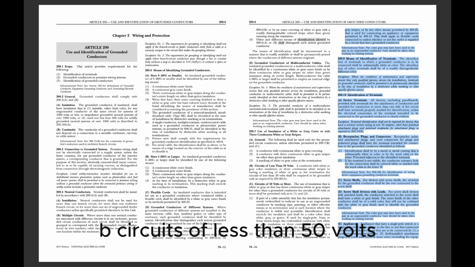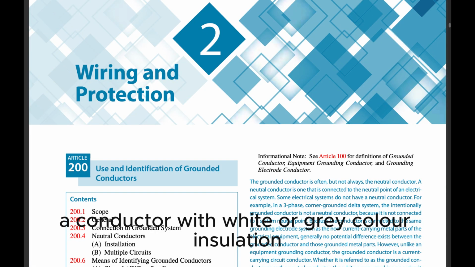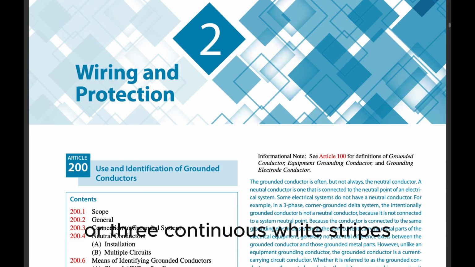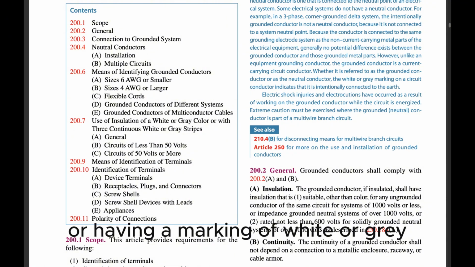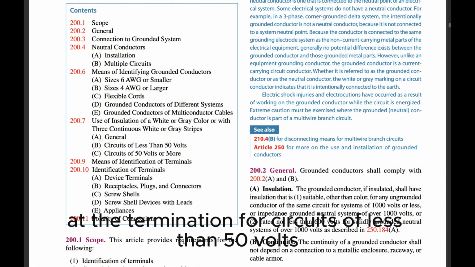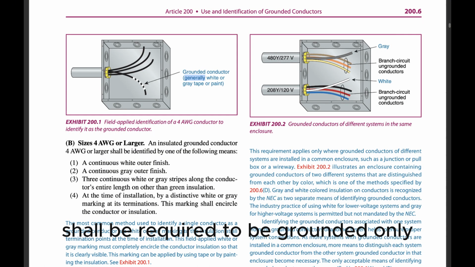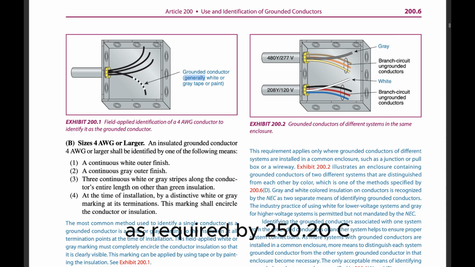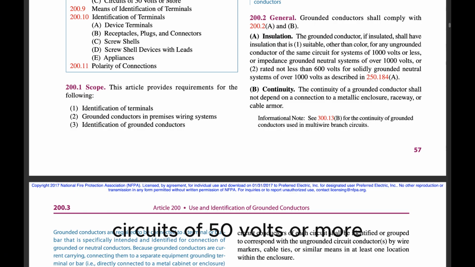B. Circuits of less than 50 volts. A conductor with white or gray color insulation or 3 continuous white stripes, or having a marking of white or gray at the termination for circuits of less than 50 volts shall be required to be grounded only as required by 250.20. C. Circuits of 50 volts or more.